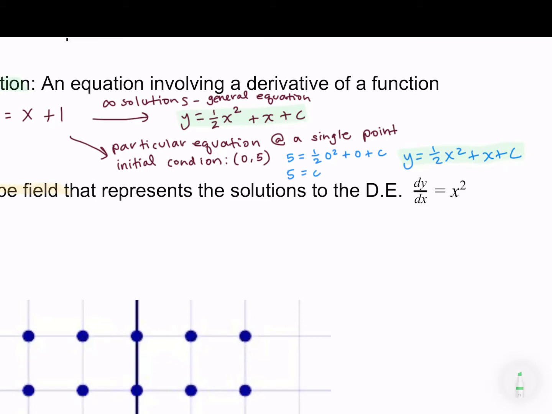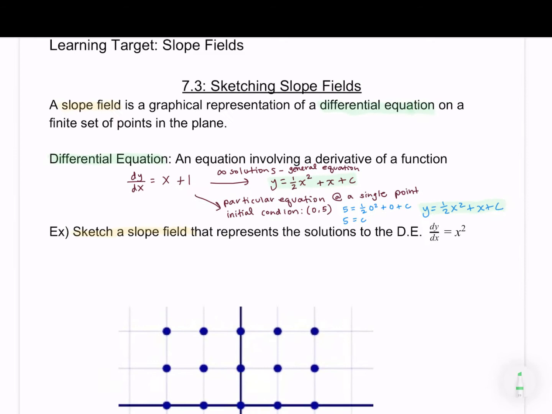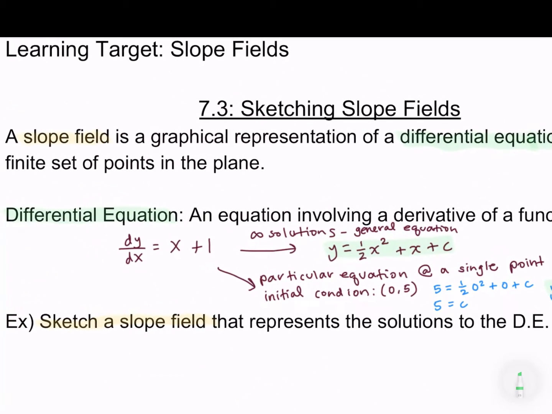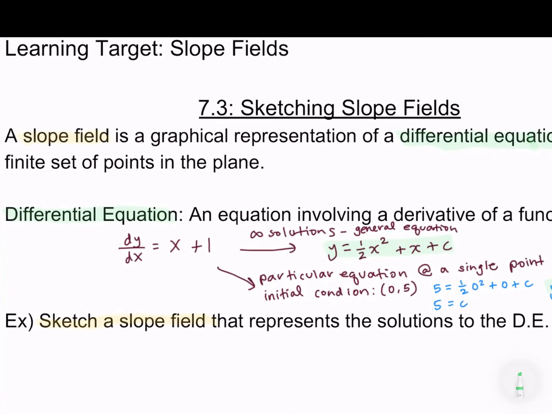I just wanted to remind you of what a differential equation is. We already know how to solve differential equations algebraically. That's what we just did. But a slope field is going to be a graphical representation of that. And we're going to be focusing more on the graphical representation of the general equation, so the infinite number of solutions.